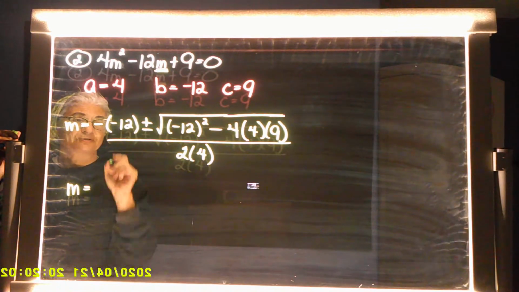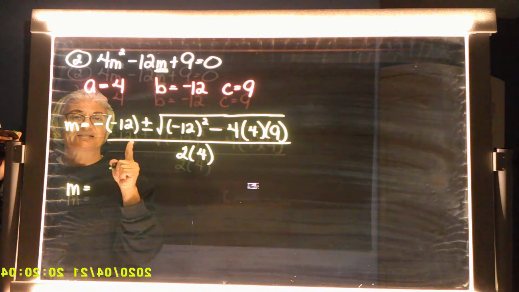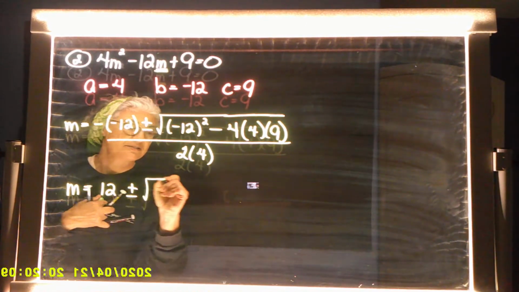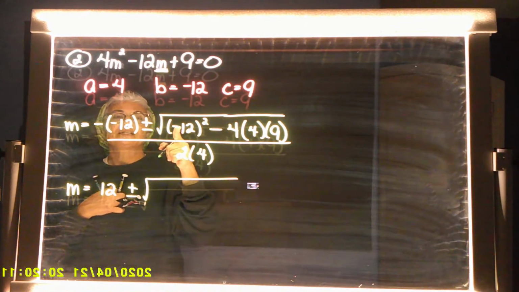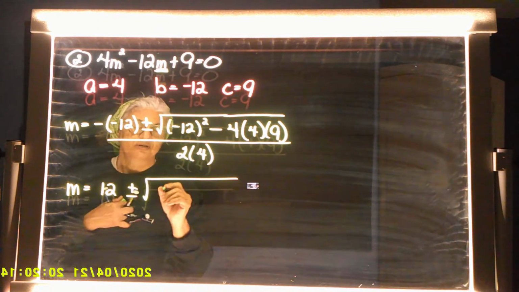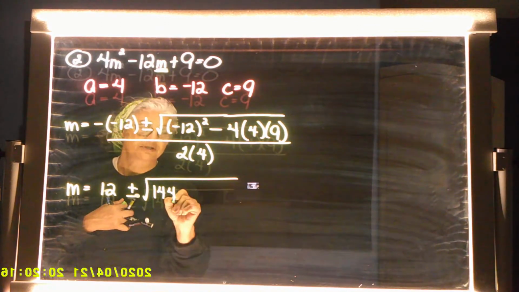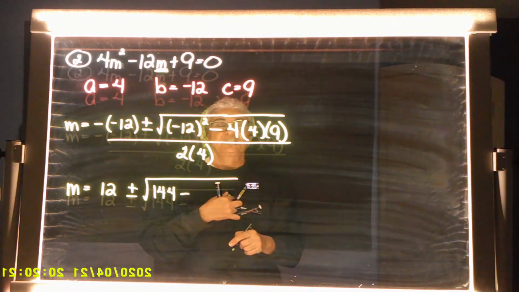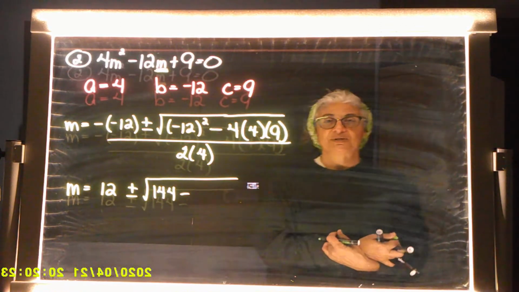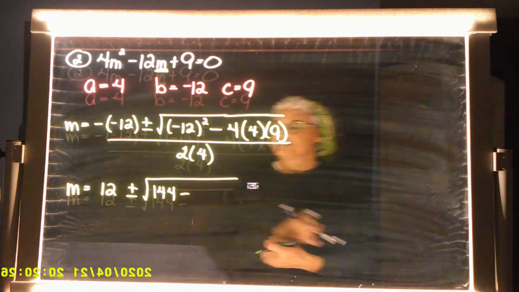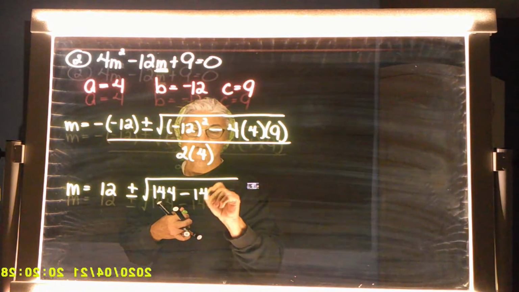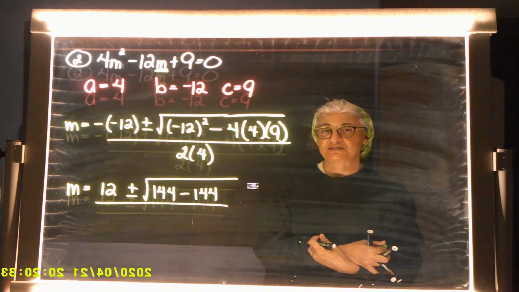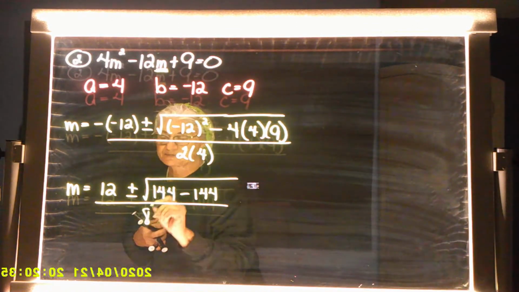M equals, negative in front of a negative makes it positive. So this is positive 12 plus or minus the square root. What's negative 12 to the power of 2? Excellent, 144. And then you have to do 4 times 4 times 9. Go ahead, you figure it out, I'll wait. I know what I get. Good. You get 144, all over 2 times 4, which is 8.